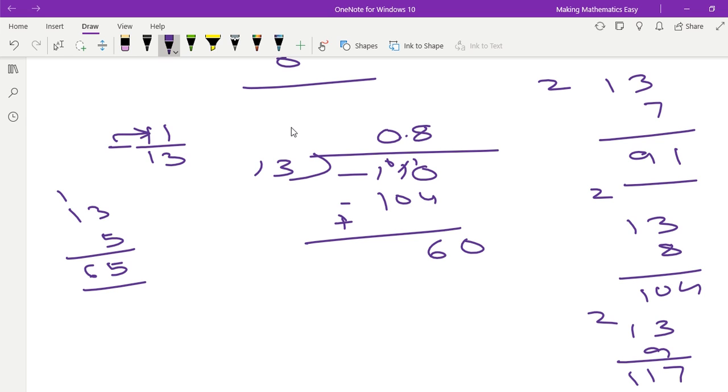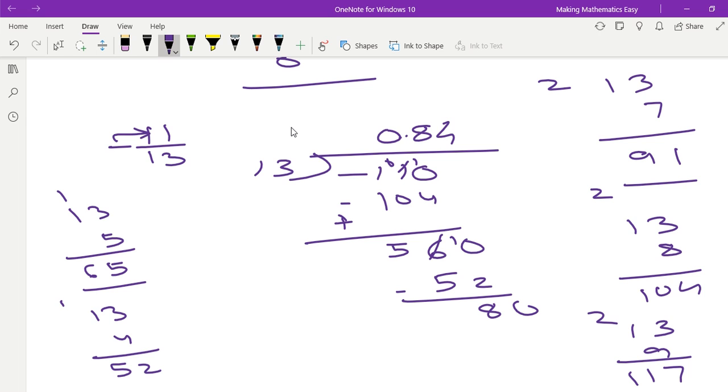So 65 is on a higher side, so we need to take 4. So 4 3s is 12, 4 1s are 4, 5 2, 52. So this will be 4s are 52. Now let's take 1 from here, so this will become 5, this will be 10. 10 minus 2 is 8. We can take 0 over here after 8.